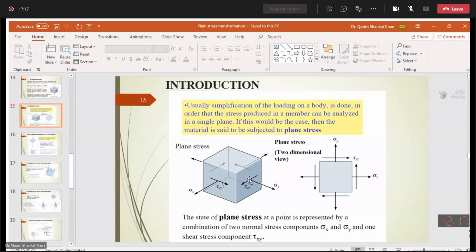Then I come to this face. On this face you have tau yx and no tau yz. So along this you just have tau yx, and there is no z component. So what normal stresses do we have? Sigma x and sigma y. What shear stresses do we have? Tau xy and tau yx. This shear stress is complementary to this shear stress. Is this point clear?